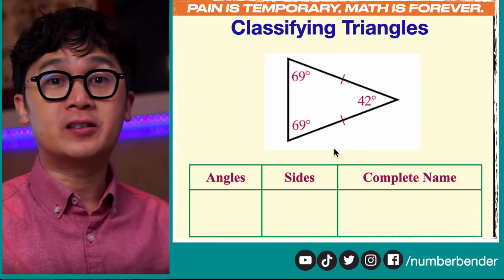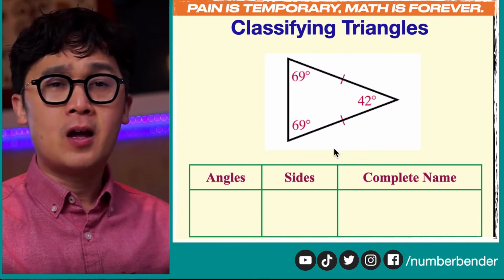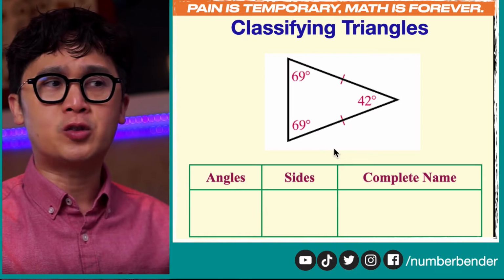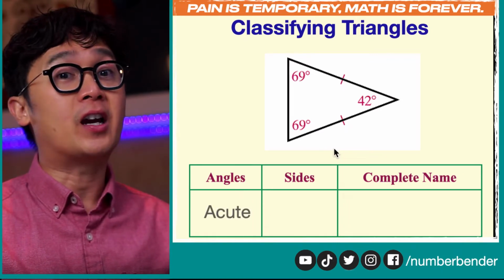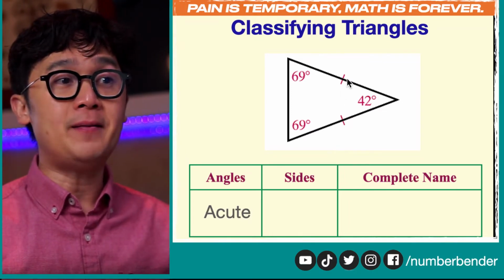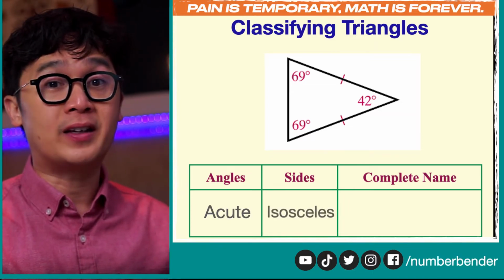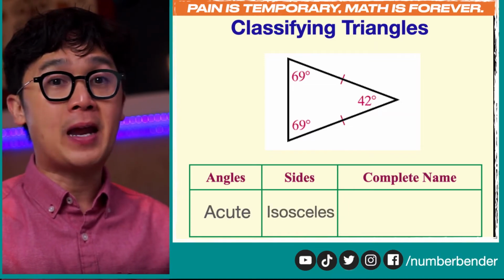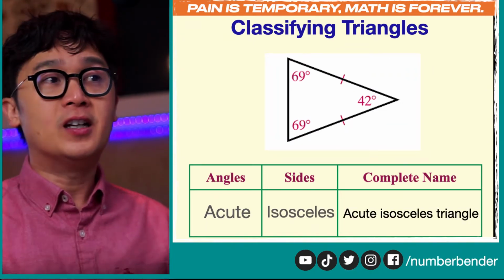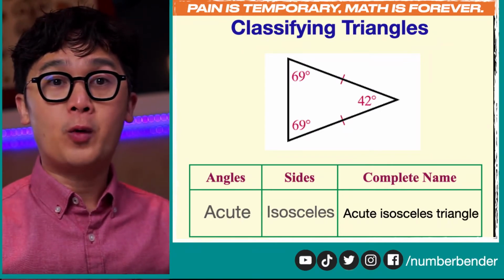So if we see a triangle similar to this one, we're seeing that all of these angles are less than 90 degrees, and there's no right or obtuse angle in our triangle, so we can call this an acute triangle. And according to its sides, we're seeing the two markings again, and these two markings denote that we have two equal sides, so we can call this isosceles, and its complete name now, we can call it an acute isosceles triangle.